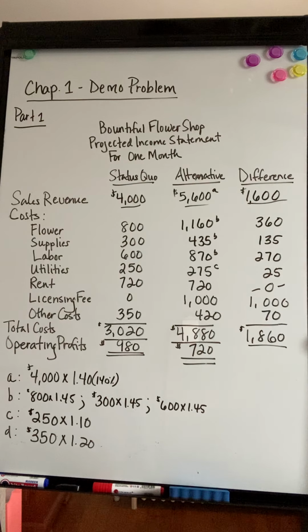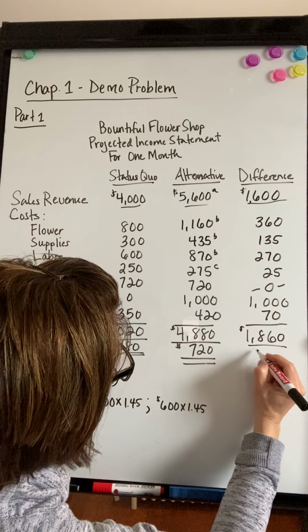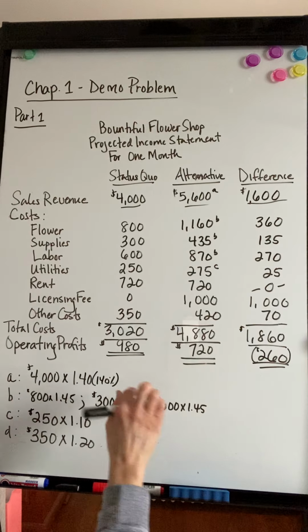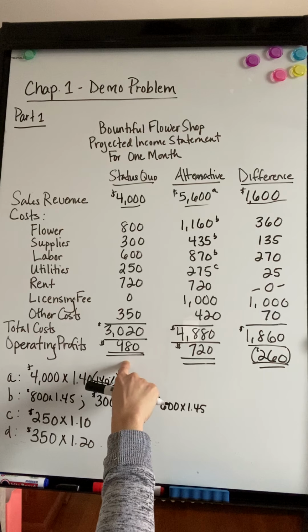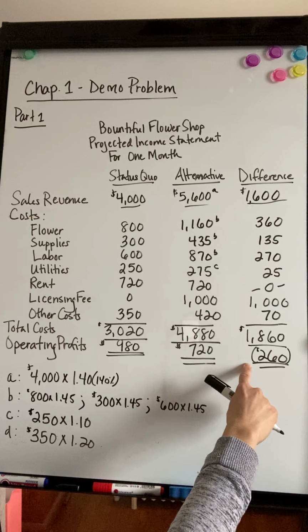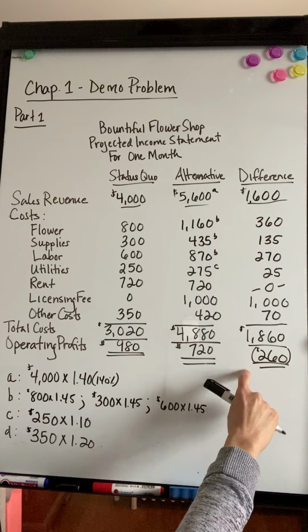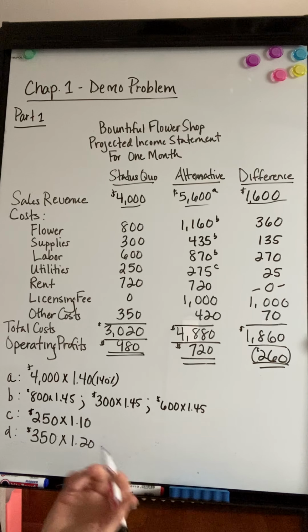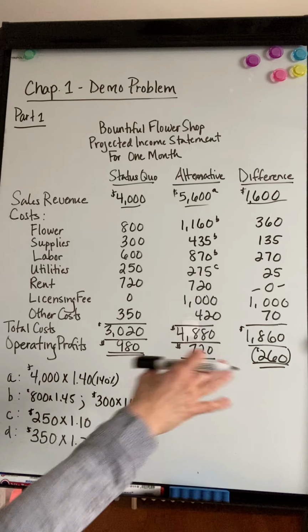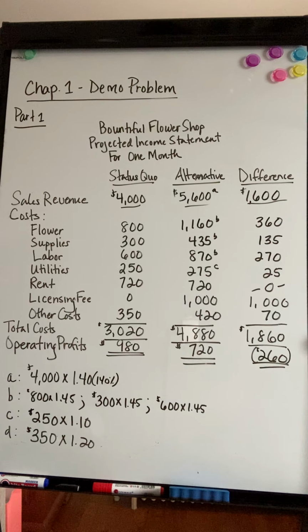So 1,600 minus 1,860 is obviously a negative 260, which makes sense, right? Because I went from profits of 980 down to profits of 720. That's a decrease or a difference of 260, right? A decrease of 260. So clearly this is not a great deal for Jim, right? The question is, should Jim expand his business? Well, the answer to this is no. For part one, no, he should not, because he's going to lose money. Okay, he's going to lose money.